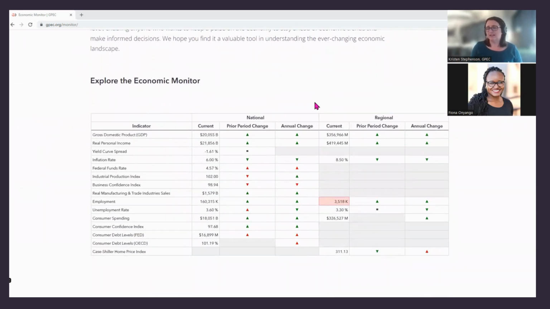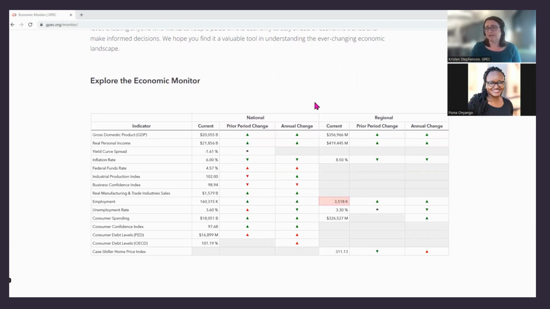We track a number of indicators from things like gross domestic product to consumer spending, home price index levels, also looking at some of the factors that affect businesses, the industrial production index, business confidence index, and trade and manufacturing sales, for example. So you really see a comprehensive picture of the metrics that make up what's happening in the economy. As you can see, this shows the current time frame and the time compared to the previous time frame, as well as the annual change.